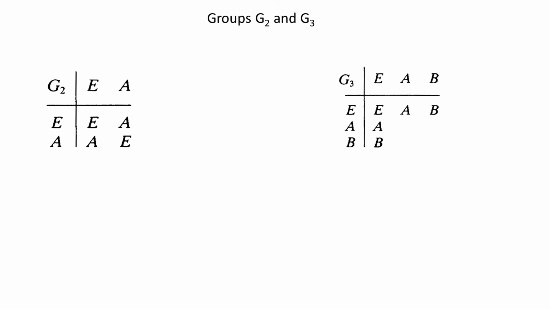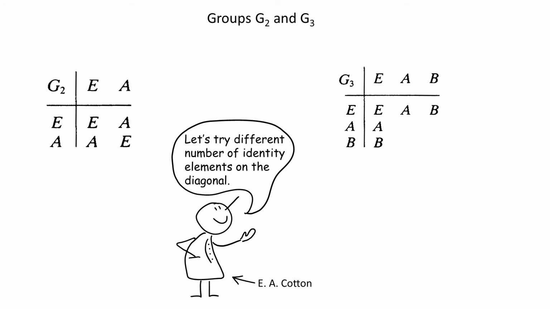So let's explore now all possible groups for G2 and G3. There is only one way we can fill in the Cayley table for G2. You may think about it as the C2 cyclic group. Let's move on to G3. We know that any element multiplied by the identity gives the same element back. So that leaves us 4 unknown entries. The way Cotton approaches it is that he tries different numbers of identity elements on the diagonal.